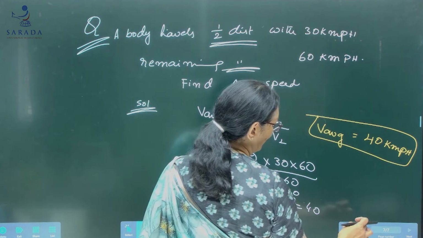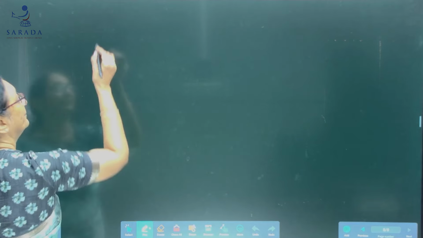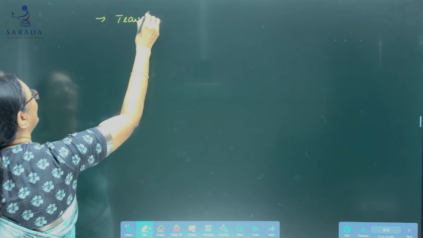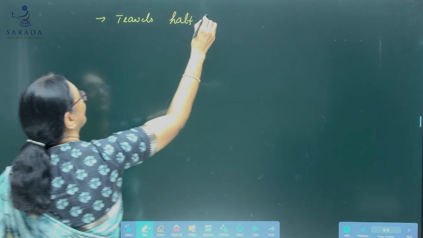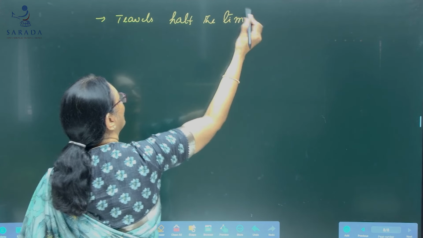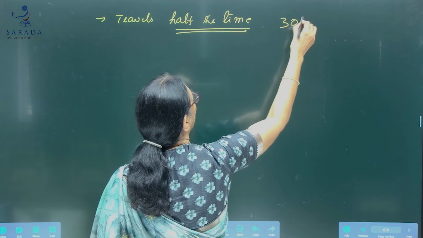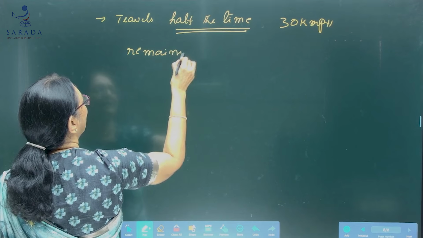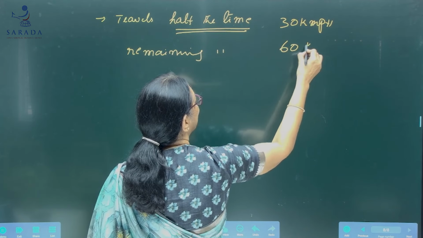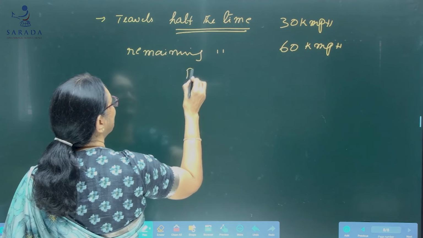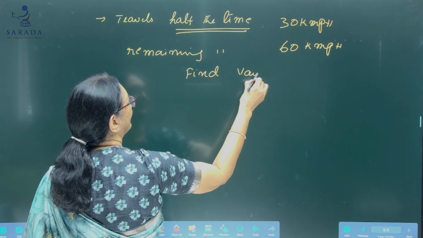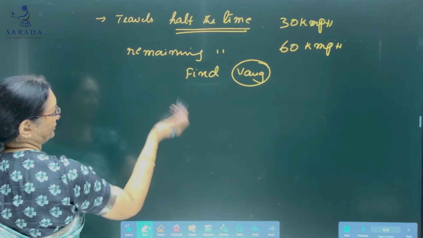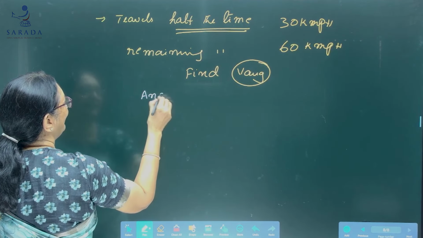Now, look here. I am going to give you another problem. Note down the problem. A body travels half the time with a speed of 30 km/h and the remaining time with a speed of 60 km/h. Find its average speed. That is the question. If you remember the formula which we already proved, then the answer will be like this.